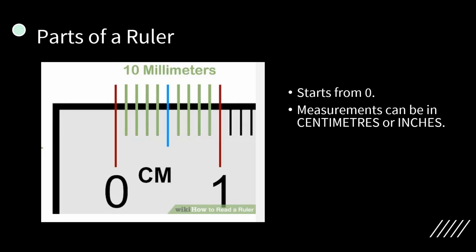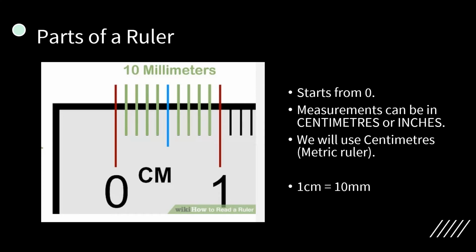The measurement on a ruler can be in centimeters or inches. You can see both the centimeter and inches on two sides of your ruler. You can see the markings. We will use the centimeter today, which is called the metric scale. How do we know which side is the centimeters? Remember, 1 centimeter is 10 millimeter. So, you have to find the side of the ruler where there are 9 small lines between 0 and 1. Also remember, 1 meter is 100 centimeters.